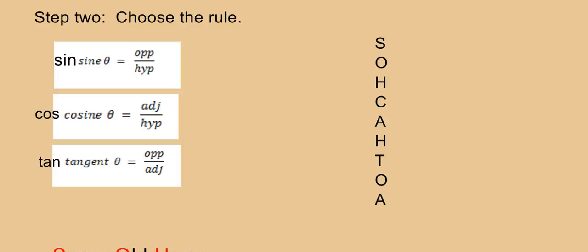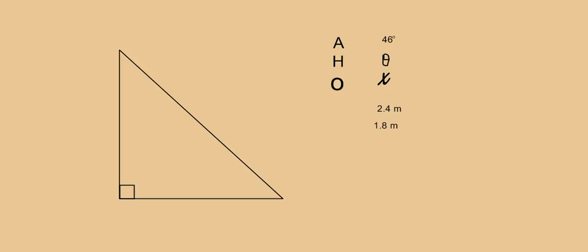If I say tan, it's opposite over adjacent. So let's have a little practice. Here is a naked right angle triangle.